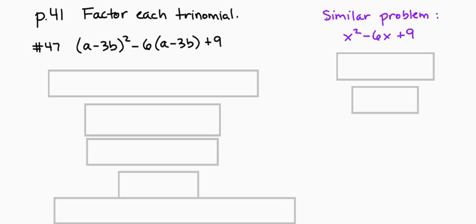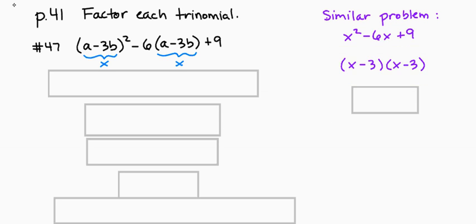X squared minus 6x plus 9 looks an awful lot like the problem we have here if we realize that we could replace the quantity in parentheses with x. So if we were solving the simpler problem, our goal is to factor it. So it would factor into x minus 3 times x minus 3.